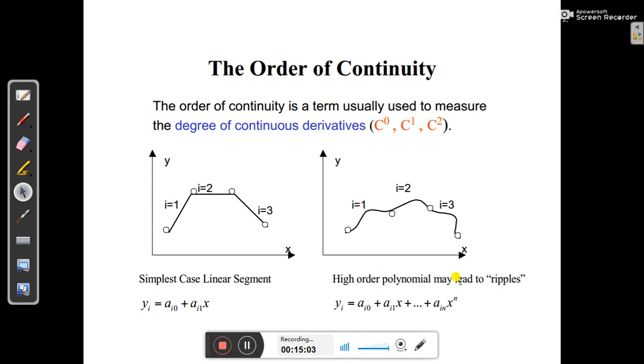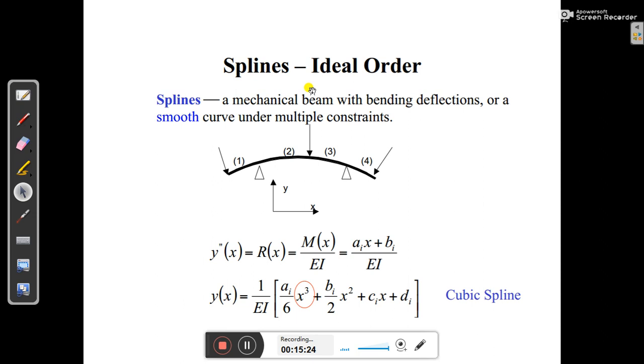High order polynomials may lead to ripples like this one, high order of polynomial of the equations. Here you can see n is the higher order, but in this equation the order is 1, so there are no ripples but straight lines. That is why that is less continuous, but this is highly continuous. Splines is another synthetic curve.